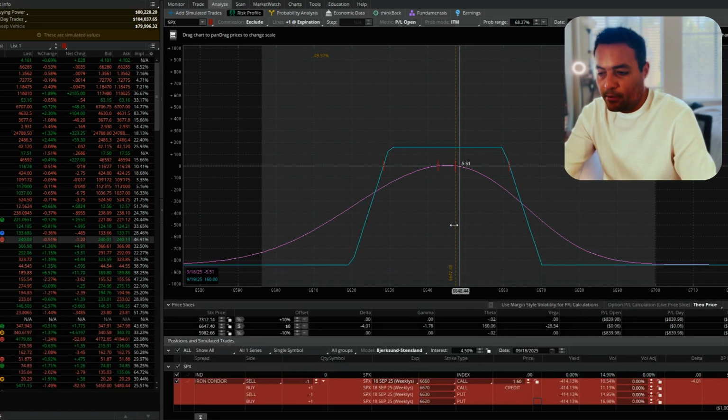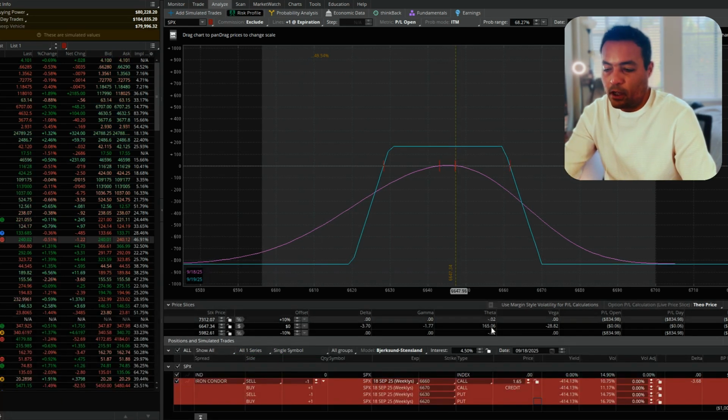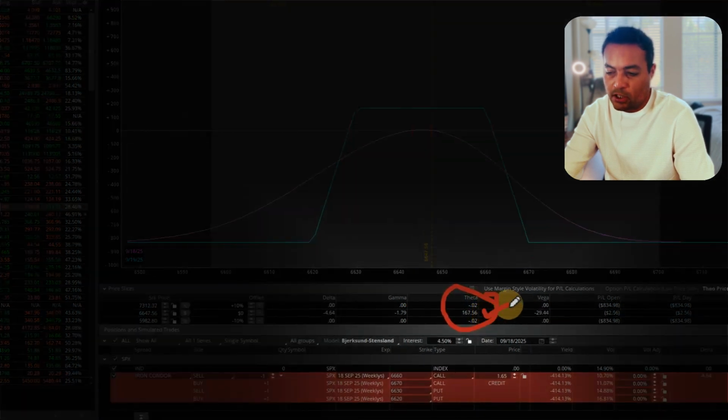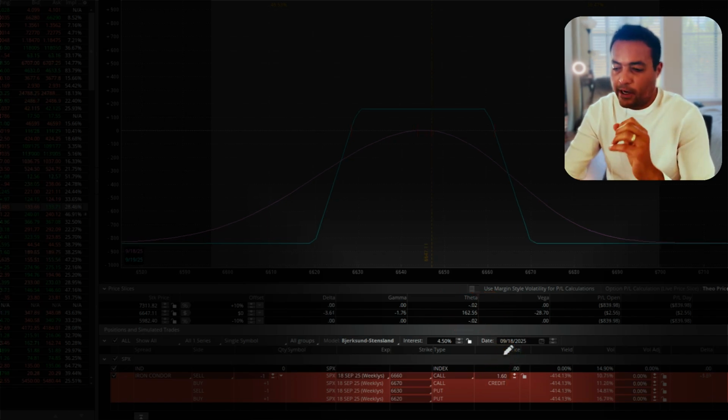You can still collect maybe $70 to $80 here, and you can see all of your P&L will come from theta decay in these options. This is still not a bad trade. Look, theta is like $165 and you're collecting 165. So almost all of it is going to come from your theta decay in this trade.